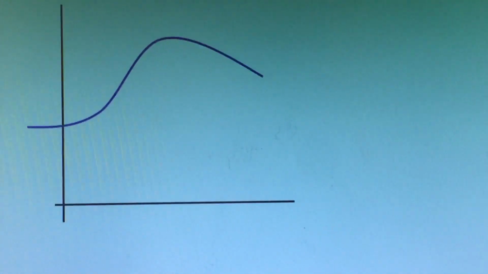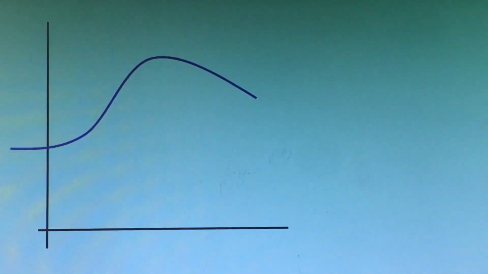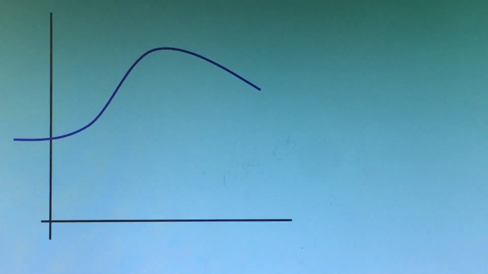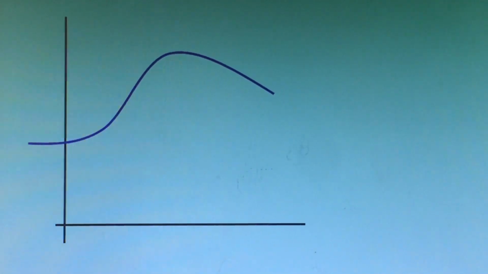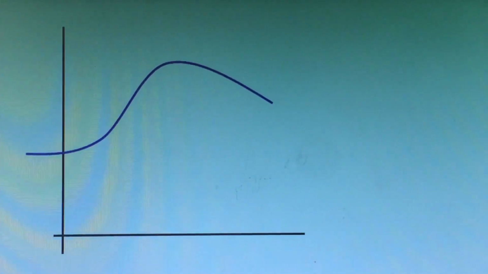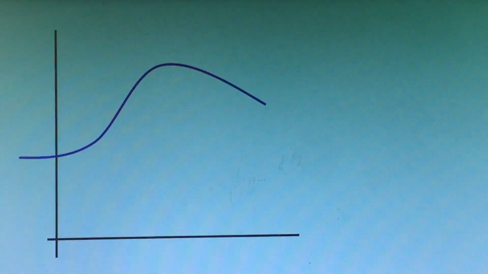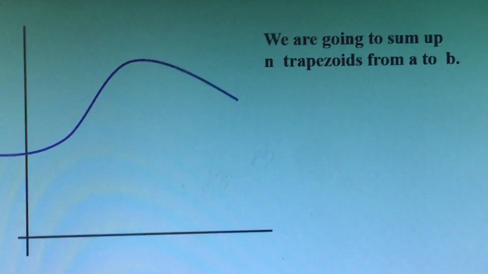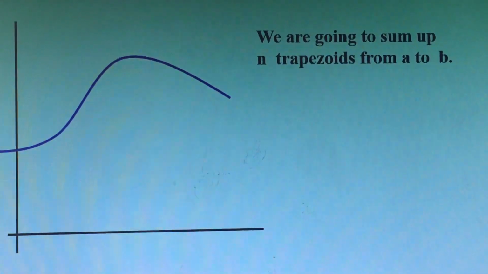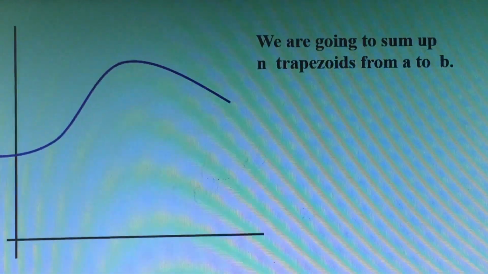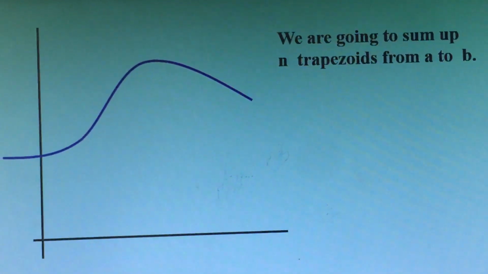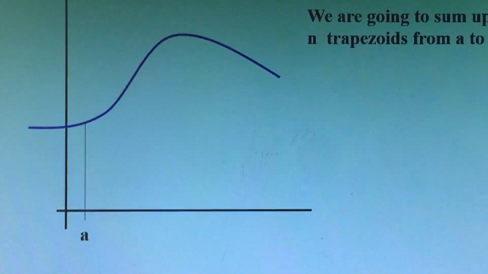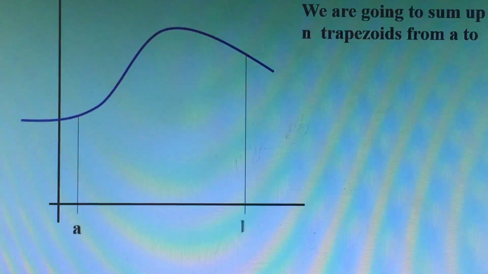Now I'm going to implement this rule in the integration technique, and we know integration is the area under the curve. I'm going to calculate the area under the curve through the trapezoidal rule. So we are going to sum up n trapezoids from A to B. A is the lower limit, B is the upper limit, and n is the number of trapezoids. The first limit is A, I'm going to start from A, and the last limit is B.